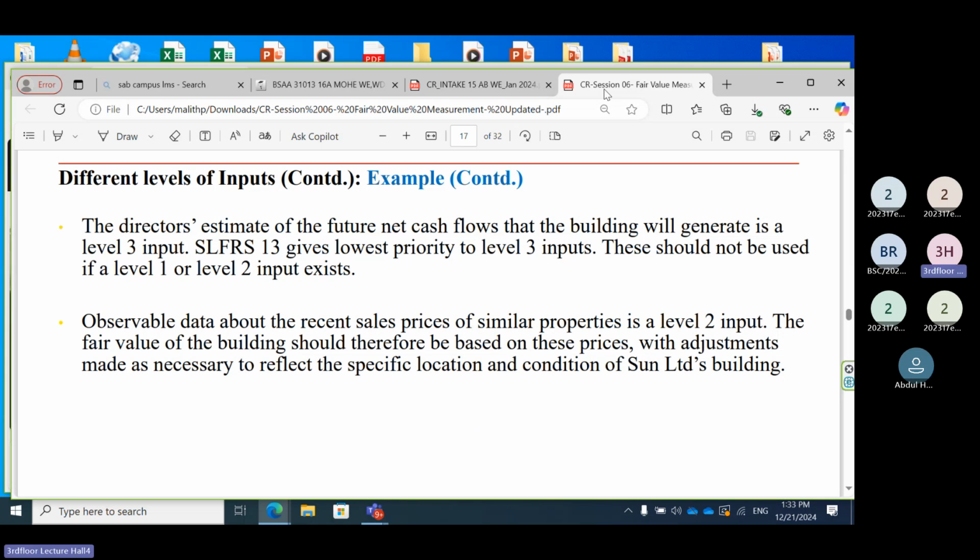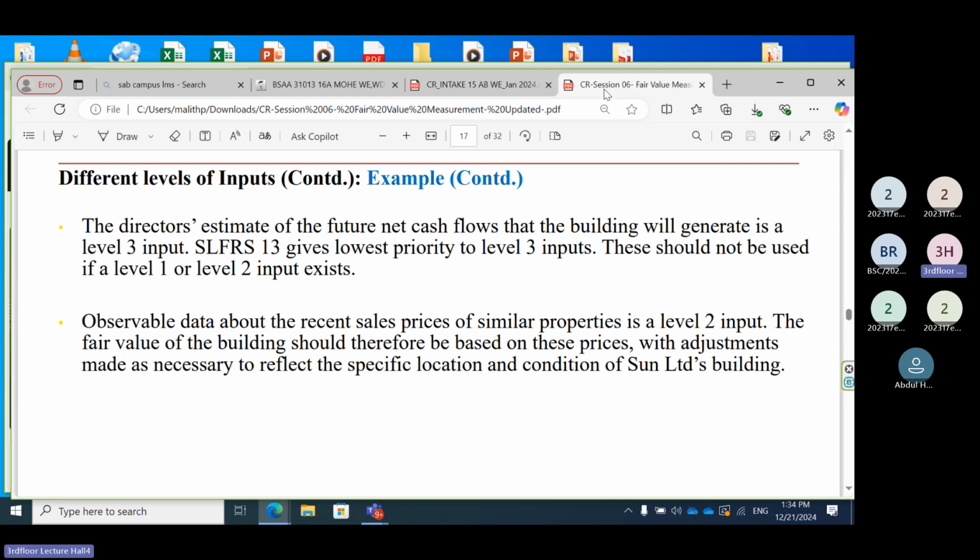The direct estimate of future net cash flow that the building will generate is a level 3 input. So IFRS 13 gives lowest priority to level 3 inputs. This should not be used if a level 1 or level 2 input exists. That's really important. If you have level 2 and level 1 inputs, don't go to level 3. Don't recommend a cash flow forecasting model. So the examiner can test this point from you.